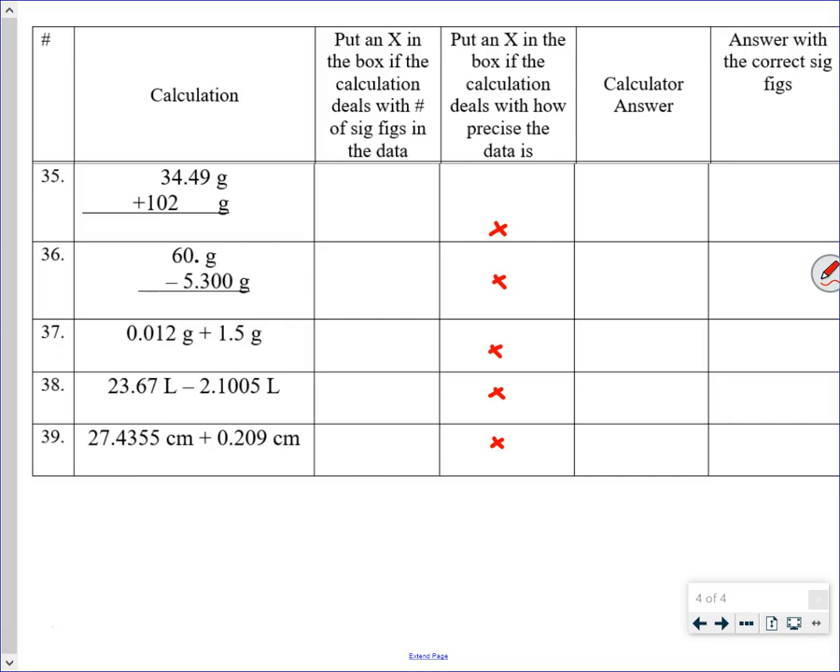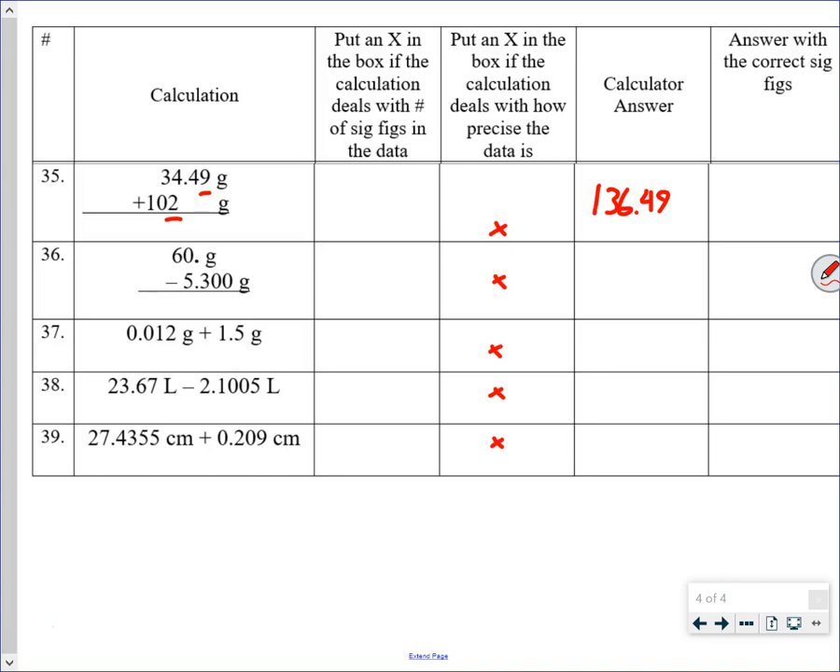So let's look at that first one. We can plug that into our calculator. 34.49 plus 102. The calculator is going to tell us 136.49. Now, if we go back to the original problem, our answer can only be as precise as the pieces we used, or the least precise piece of information in the problem. So the first number here goes to the hundredths place. The second number here goes to the ones place. Our answer can only go to the ones place.